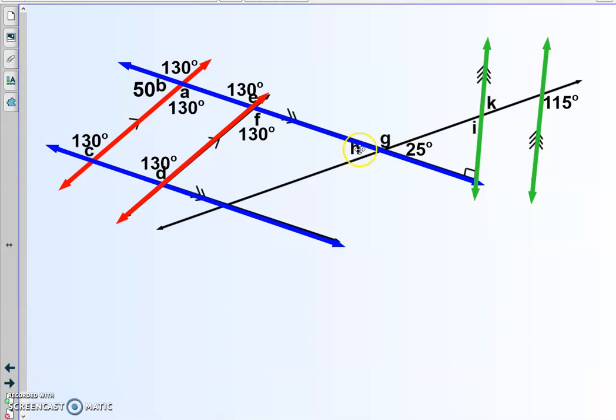Well, H, blue and black. Here's a blue and black angle. Notice they share a vertex, and they are back-to-back angles. So these are vertical angles. I can put 25 degrees there.